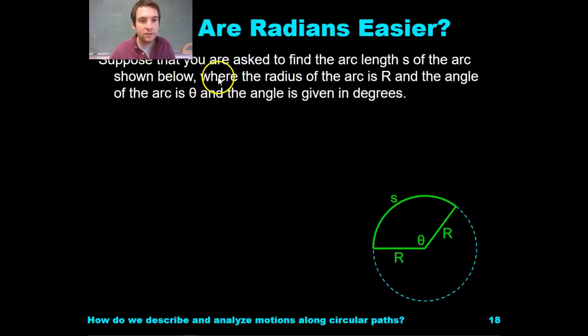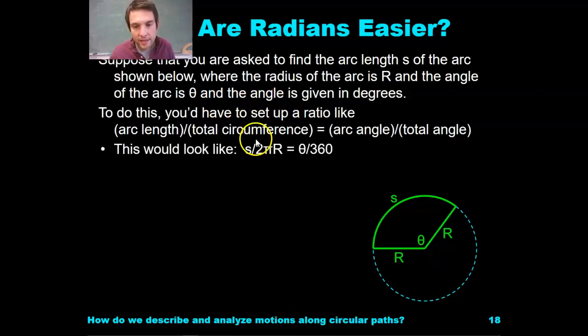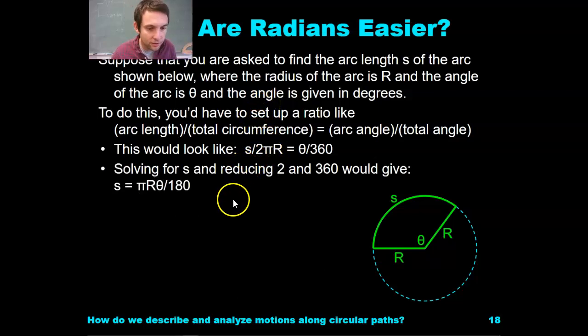Why are radians easier? Let's say you're asked to find the arc length of the arc shown below, where the radius of the arc is r and the angle of the arc is theta, and the angle is given in degrees. To do this, you have to set up a ratio: arc length divided by total circumference equals arc angle divided by the total angle. This would look like this: s over 2 pi r equals theta over 360. Solving for s and reducing 2 and 360 would give s equals pi times r times theta divided by 180.